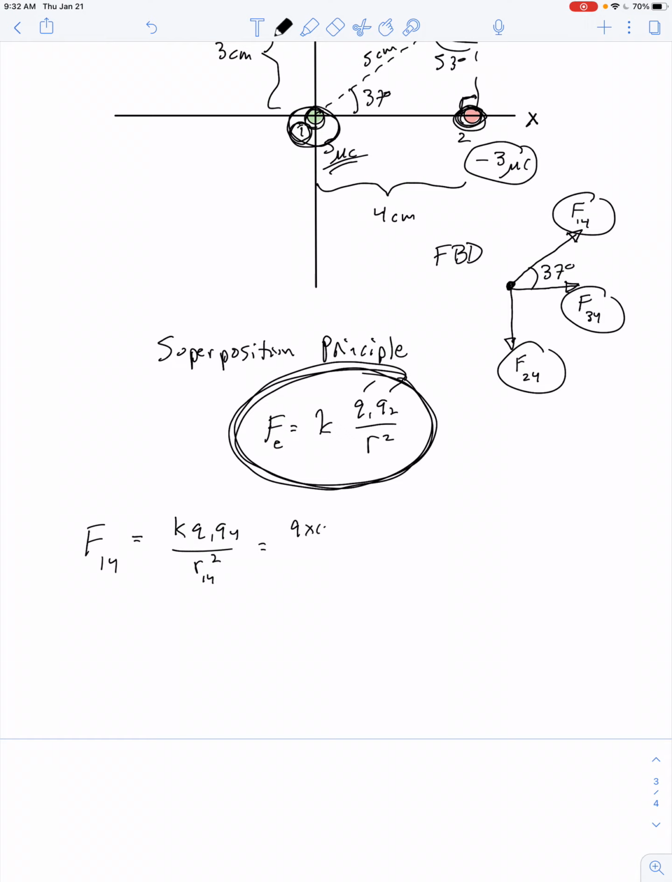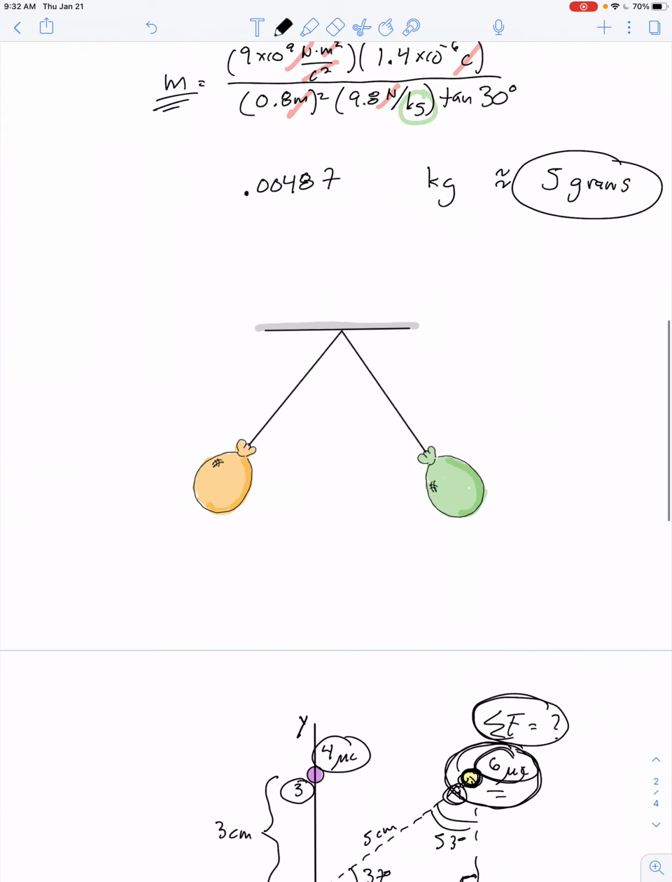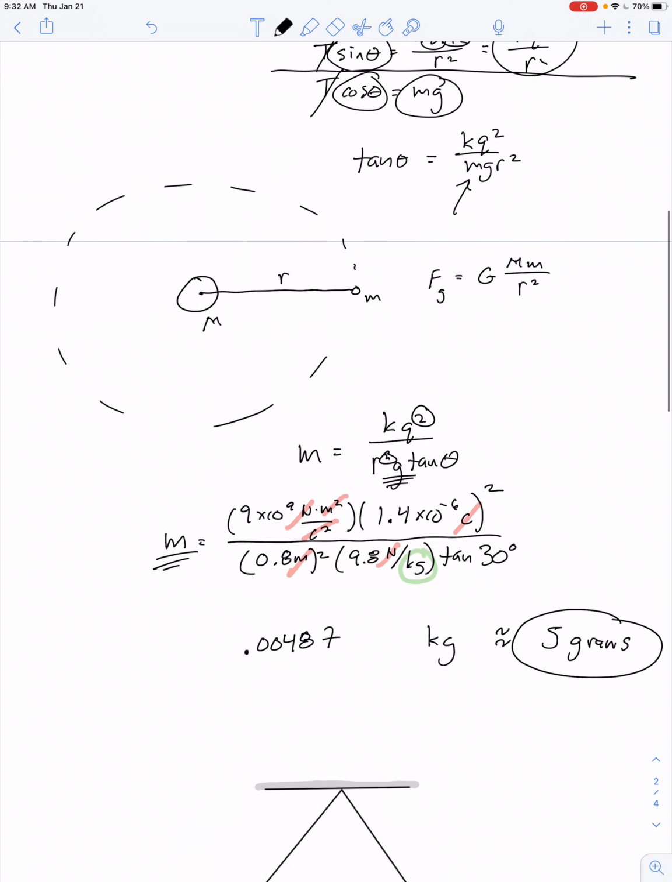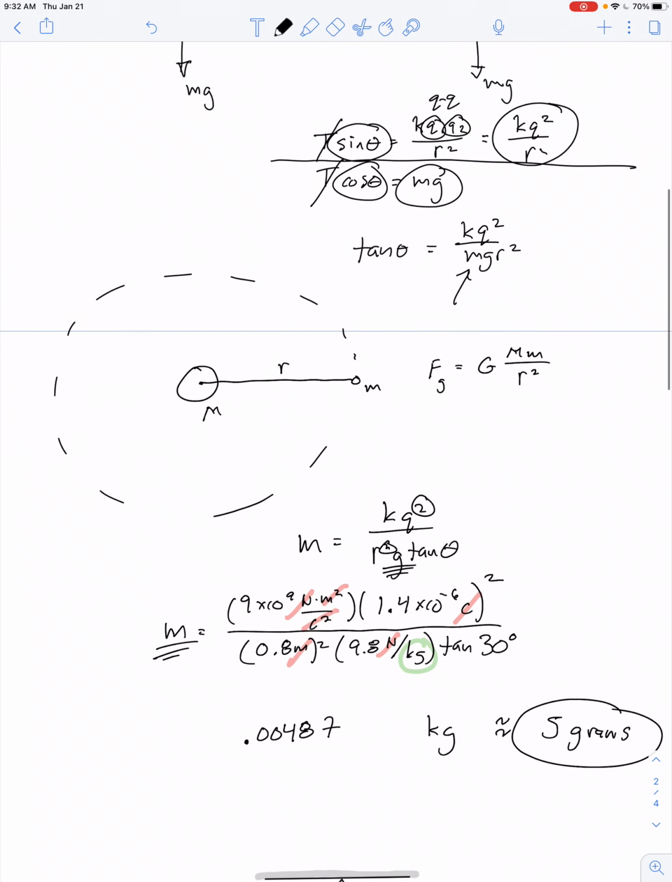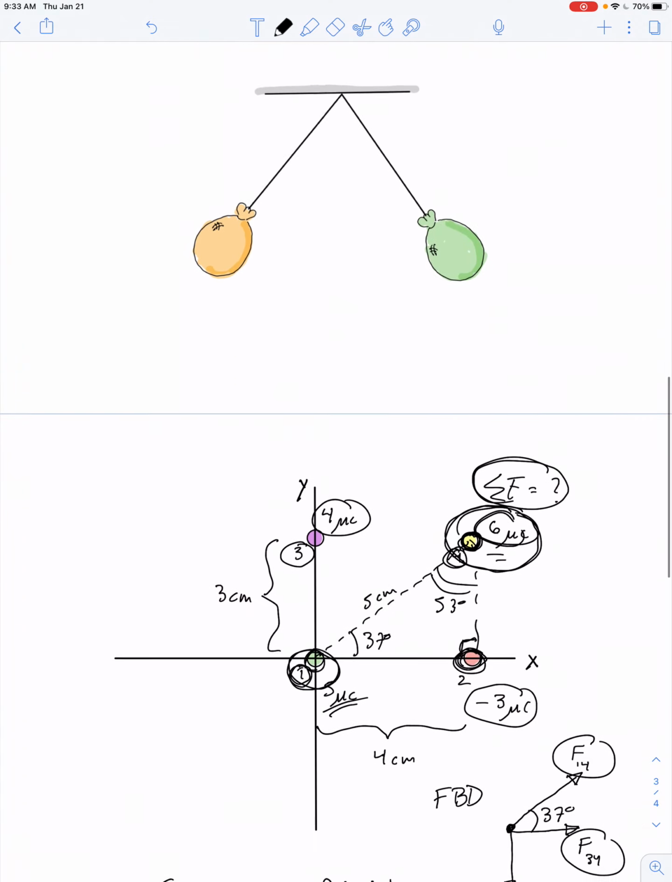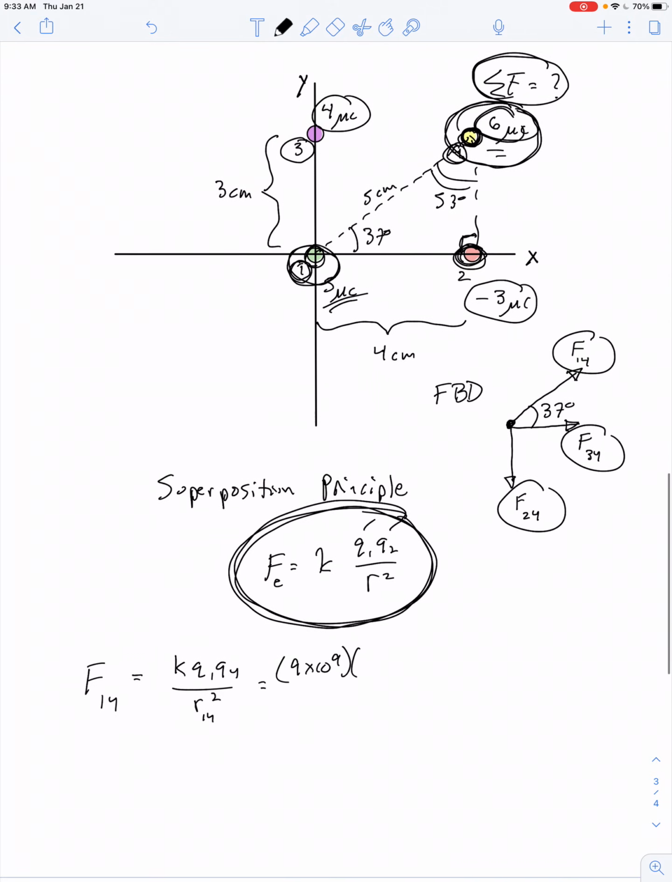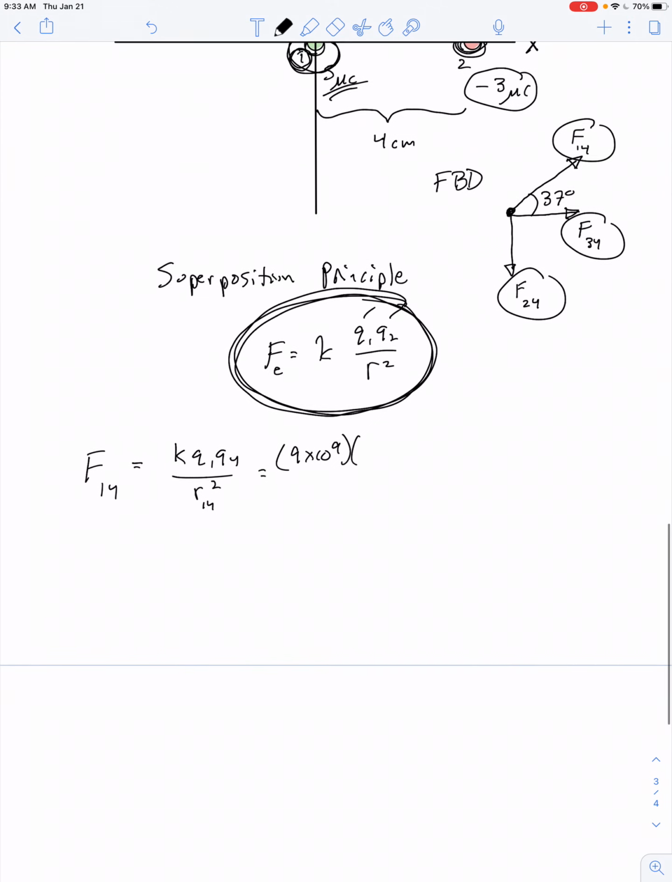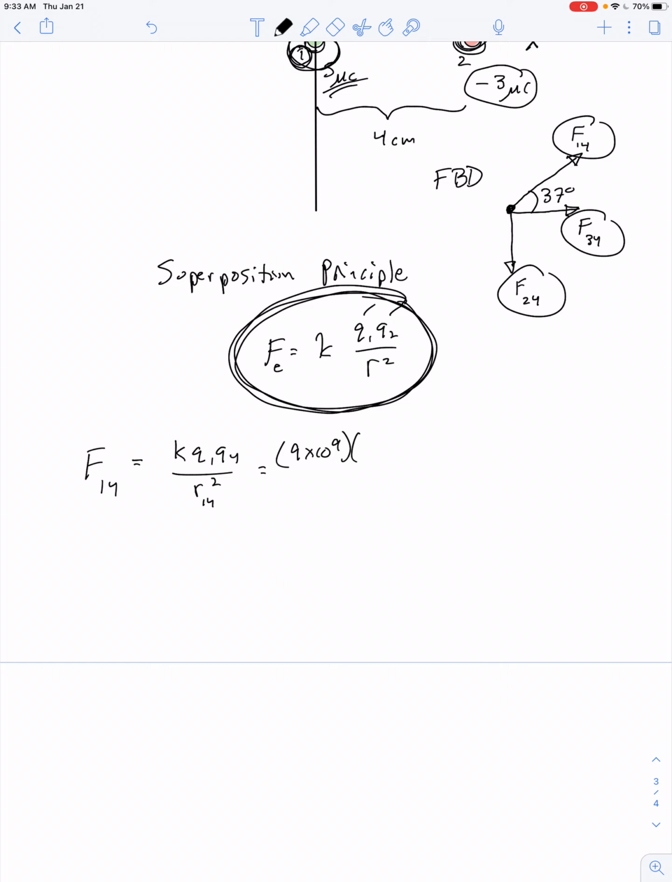This is going to be 9 times 10 to the 9th. I'll leave out the units this time since we saw before that dimensionally everything seems to work out as long as we assume that K is in units of Newton meter squared per Coulomb squared, and our charge is in coulombs and our distance is in meters. Everything's going to work out. So I encourage you in your own work to include the units, but for the sake of time, I'll leave them out in this lesson.